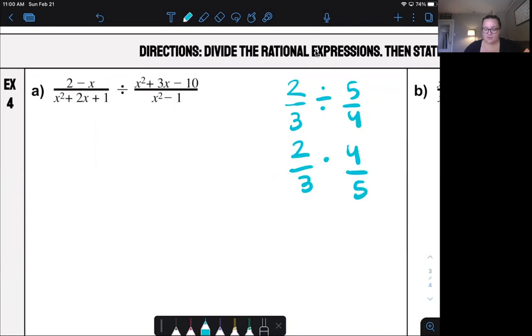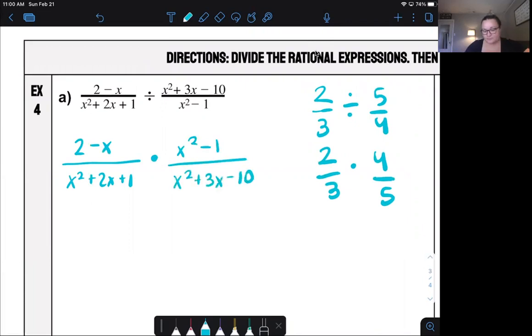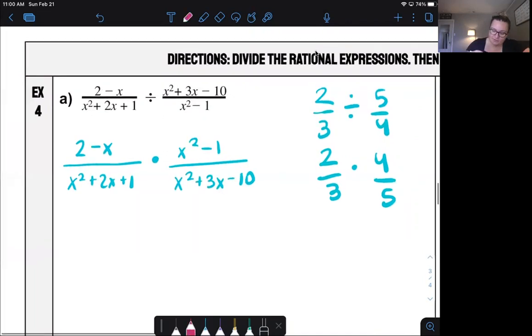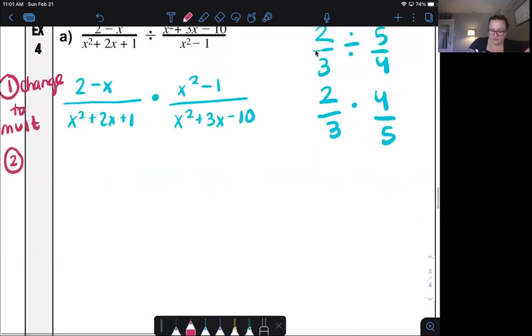So we're going to do the same thing with this rational expression. We're going to keep 2 minus x over x squared plus 2x plus 1. We're going to change the division to multiplication. Then we're going to flip the second fraction. So step 1, change to multiplication. Step 2, factor and simplify. Step 3, state restrictions.